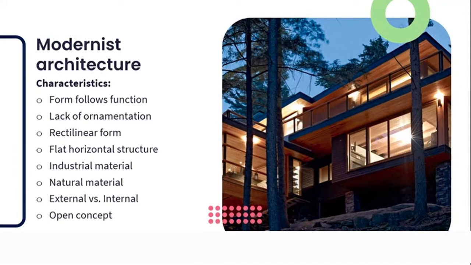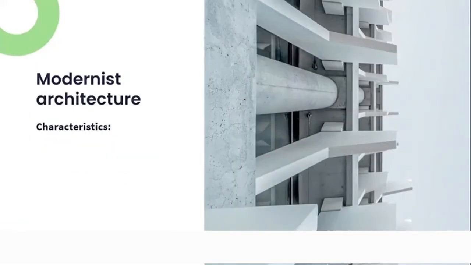Living, dining, and kitchen spaces tend to flow together as a part of one continuous space. Have a look at this example and see if you're able to identify some of the modernist architectural characteristics that we've just looked at, or simply jot them down in your sketchbook. What are the defining characteristics that you can see in this image?